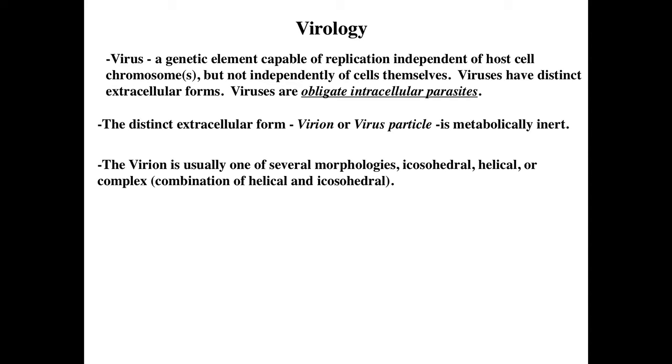The virion itself, in terms of its morphology, can usually be classified into just a few different types of morphologies. Typically, they are icosahedral, those things that look like buckyballs. I'll show you an example of those. They can exist helically, or they can be complex. In other words, they're a combination of helices and icosahedrons.